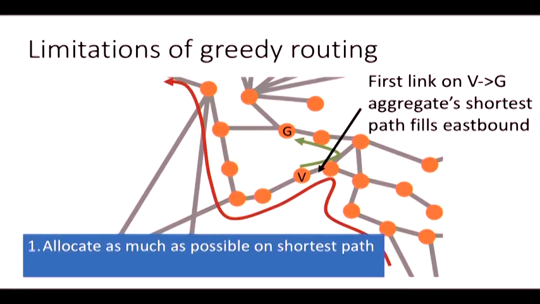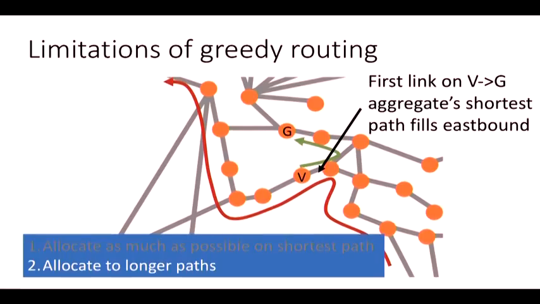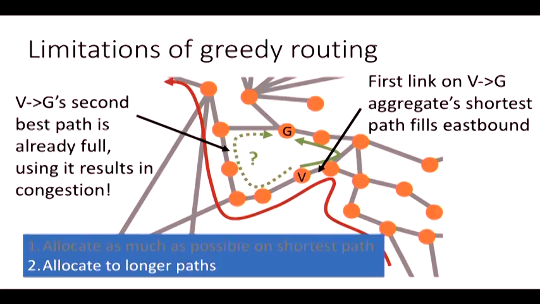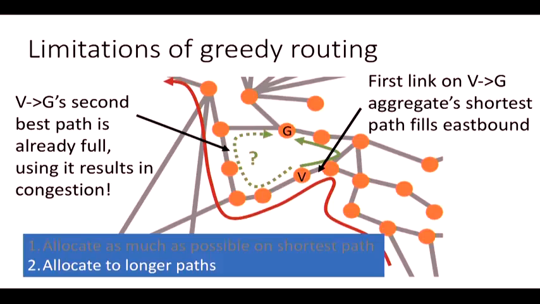Now notice that the first link on the green aggregate's shortest path is now full eastbound. And now what the algorithm says we should do is allocate the longer paths. So what is the second best path for that aggregate, for the green one? Well, this is the second best path, but note that the second best path is already full. Using that path will result in congestion.